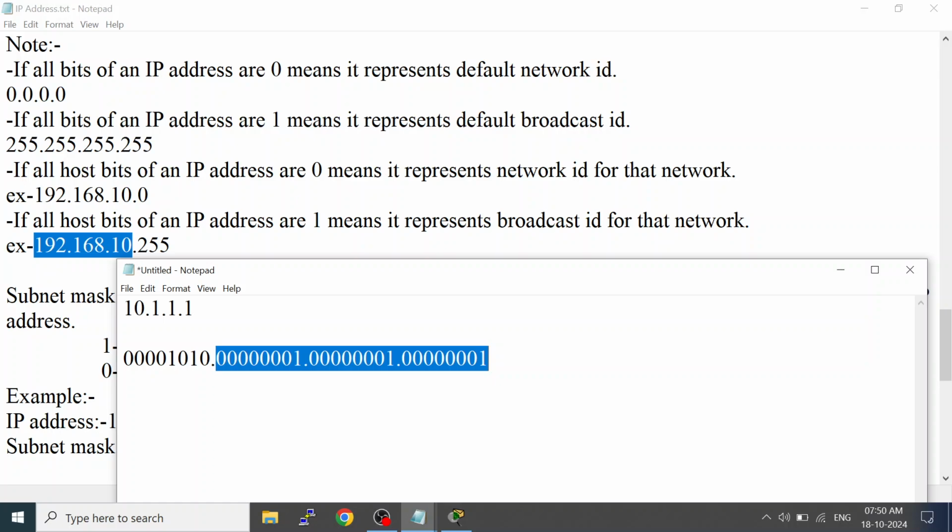Convert it into binary and then see that all 24 host bits are 1, then invalid, or all 24 host bits are 0. 0 we can identify very easily. The reason is all 0 becomes a single 0, but all 1 doesn't become 1. It is 255. Understood the difference?